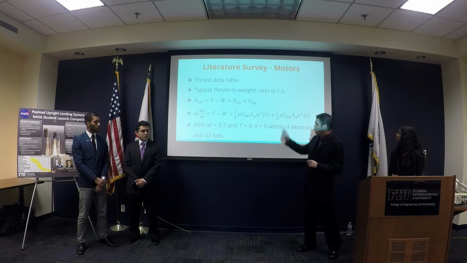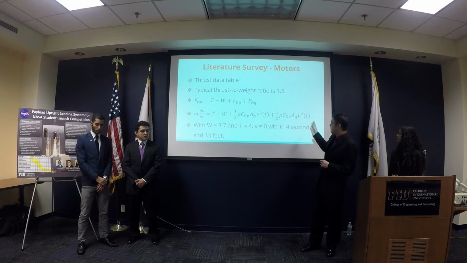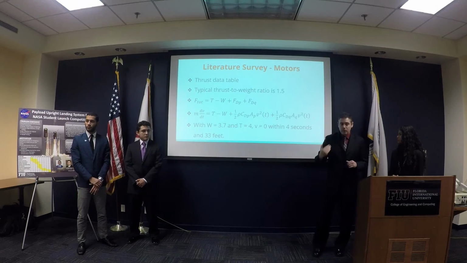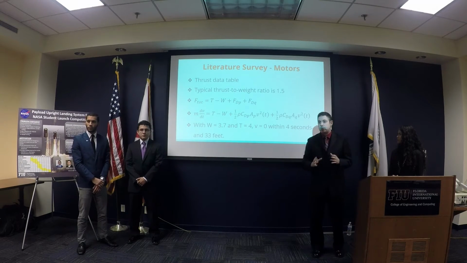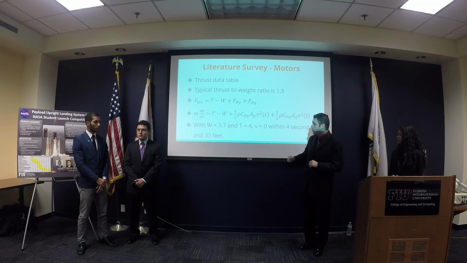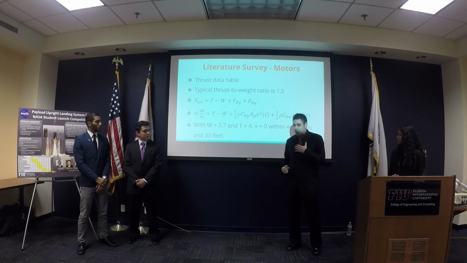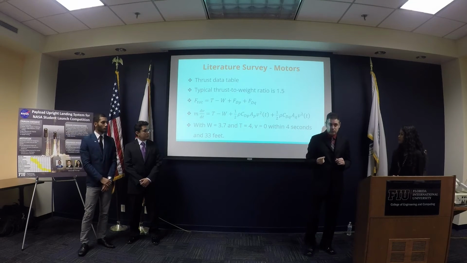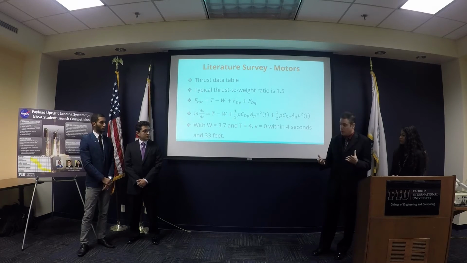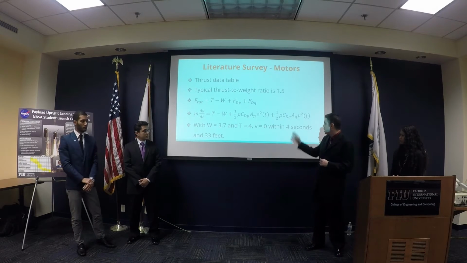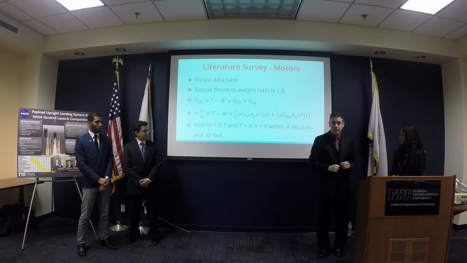We then rewrote that formula in terms of the velocity as a function of time, and we got this differential equation. When that was solved, this allowed us to experiment with a few different possible thrusts. As an example, with our expected weight of 3.7 pounds on the quadcopter, with a thrust of just 4 pounds, which is a thrust-weight ratio of about 1.1, we can get from terminal velocity to a velocity of 0 within 4 seconds at about 33 feet.